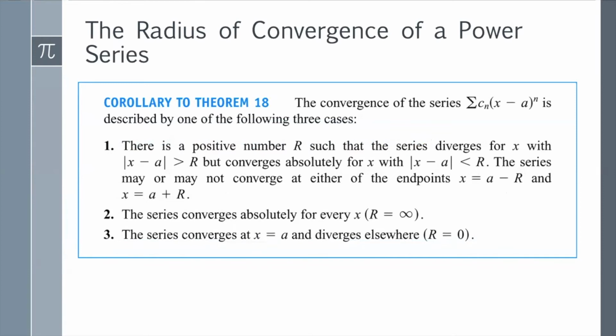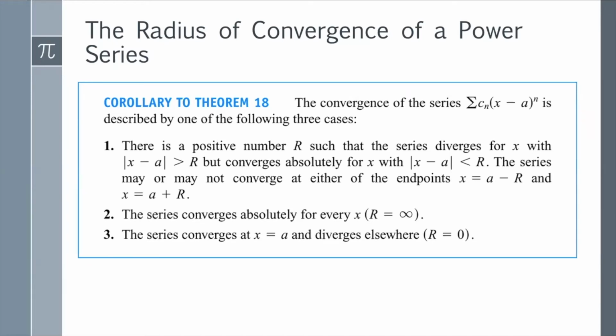Number one, there is a positive number r such that the series diverges for x with the absolute value of x minus a greater than r, but converges absolutely for x with absolute value of x minus a less than r. The series may or may not converge at either of the endpoints x equals a minus r and x equals a plus r.